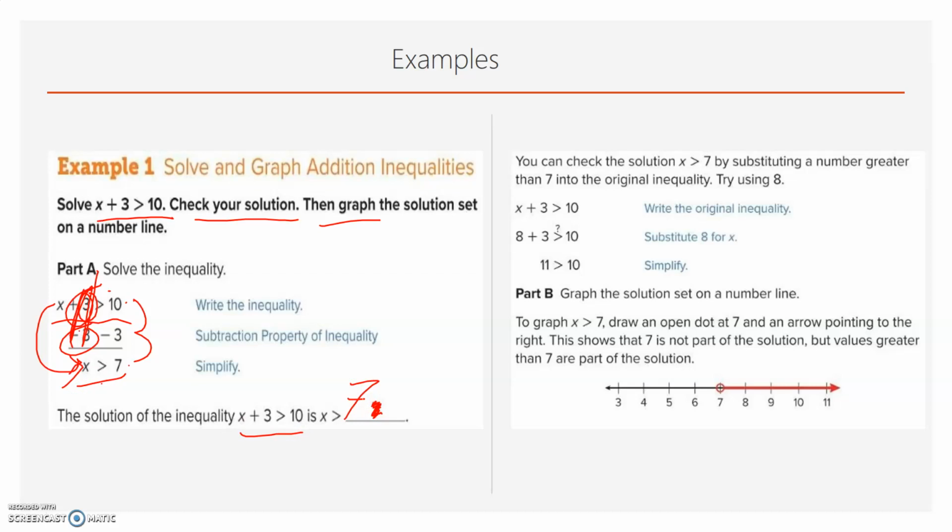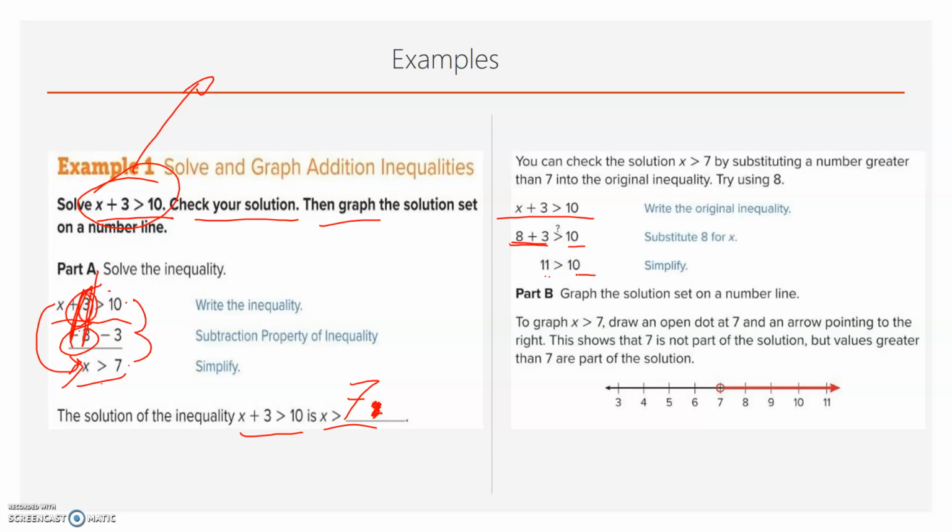Okay, let's check our work. What does it mean when I say x is greater than 7? That means if I take the place of x and put any number that is greater than 7, it's going to make the inequality true. Is that true? Let's see. Instead of x, let's write 8, because they said it should be greater than 7. Is 8 plus 3 greater than 10? Well, 8 plus 3 is 11, and 11 is actually greater than 10.